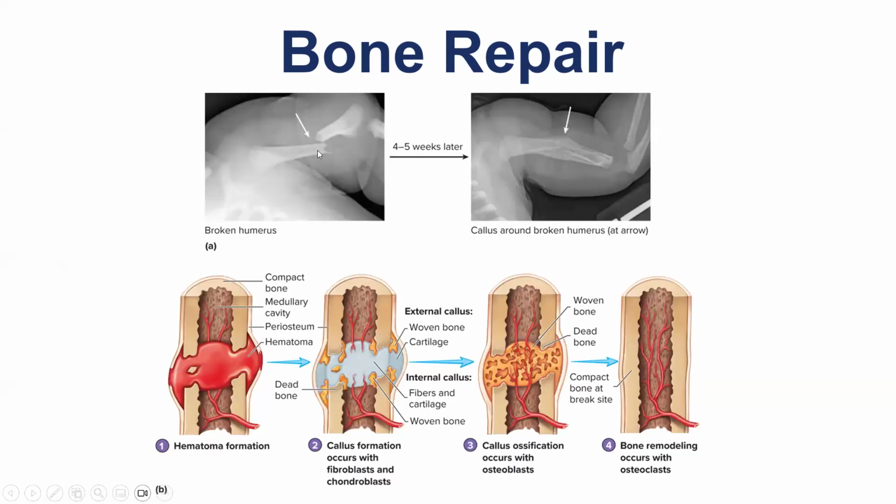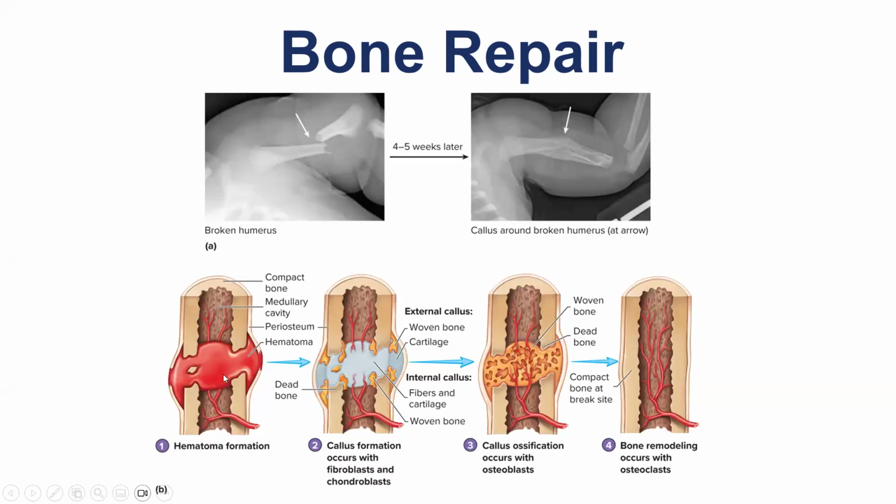So clearly we have a fracture here. I think no one needs to be a radiologist to diagnose that one. And in this case, it's our humerus, so it's the upper arm bone. And that's a pretty significant fracture.